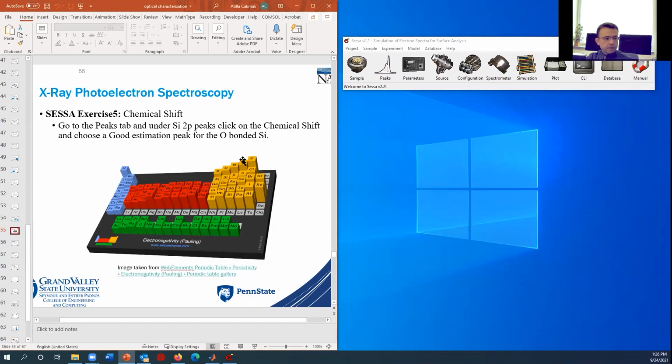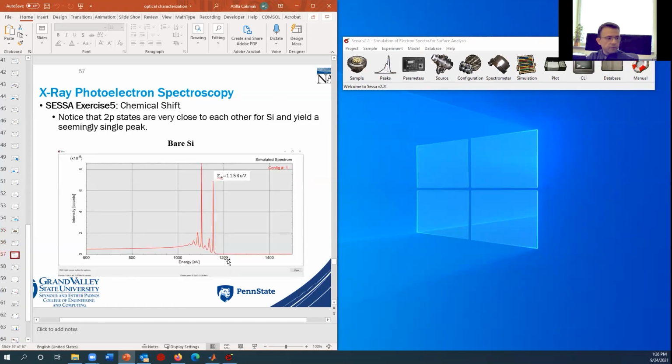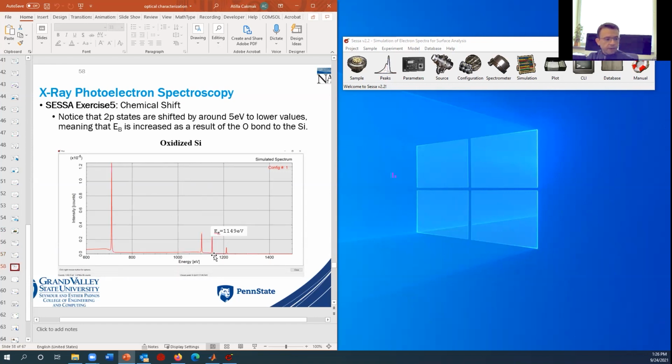Based on the electronegativity, as we're going more and more toward group 7A on the periodic table, electronegativity will increase. And if we follow those steps, now this is the bare silicon. I get those 2p states at around 1154. That's the free electron energy, the photoelectron kinetic energy that I extract. If I oxidize a sample, they go down to 1149.